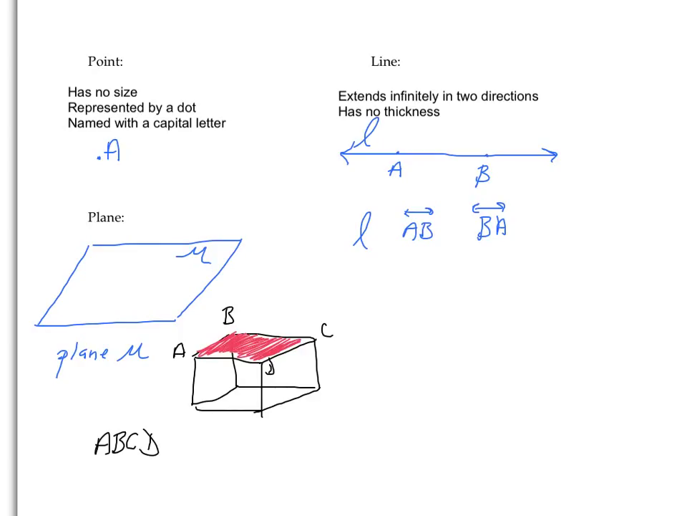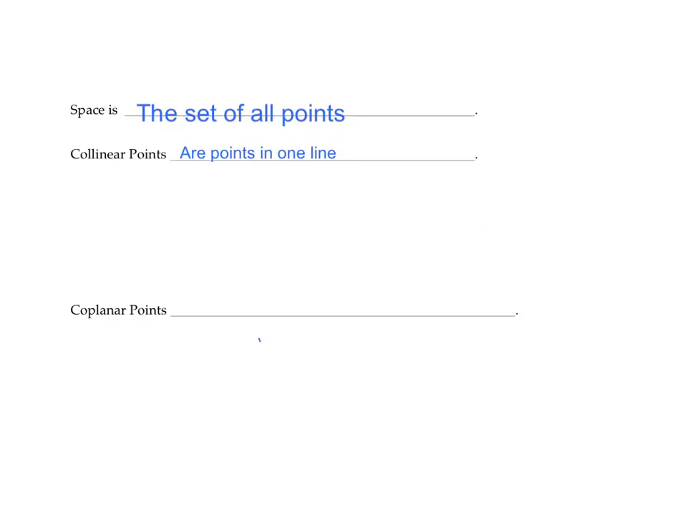So when you name a plane, it either has to be an uppercase cursive letter in the corner of your plane, or you need to use 3 or even 4 non-collinear points to name that plane. We'll talk about non-collinear in a minute. Space is the set of all points. Collinear points are points all in one line.